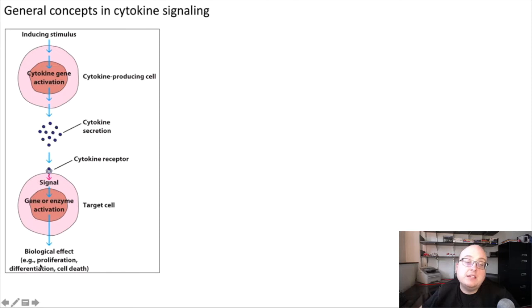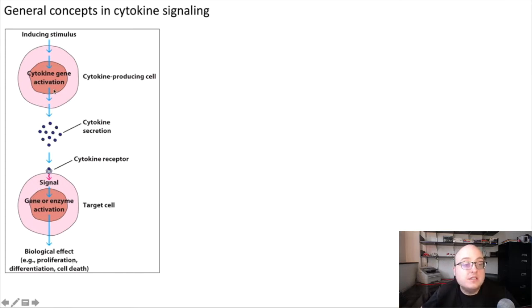So it might be something like inducing proliferation in the case of clonal expansion of T cells, differentiation, maybe like a plasma cell differentiating from a B cell, or death in the case of cytotoxic T cells. They use cytokines and other molecules like cytokines to induce cell death. These are just examples of the many, many different things that happen downstream of cytokine receptor activation.